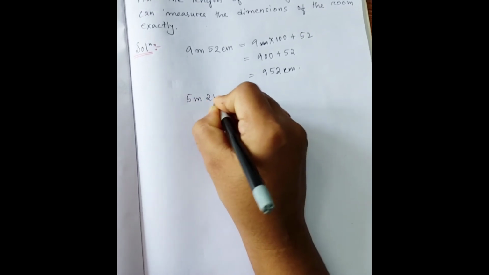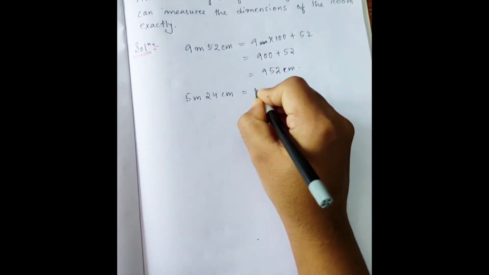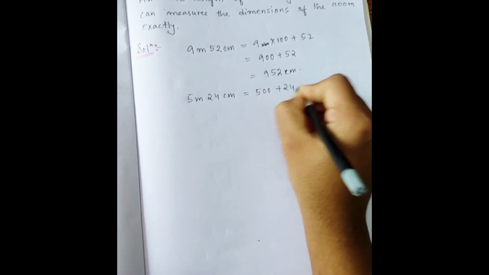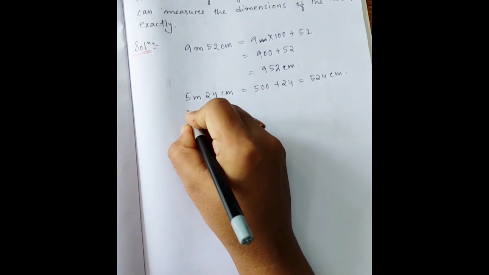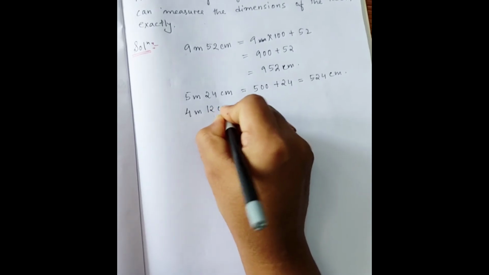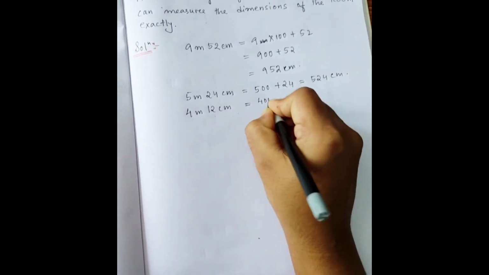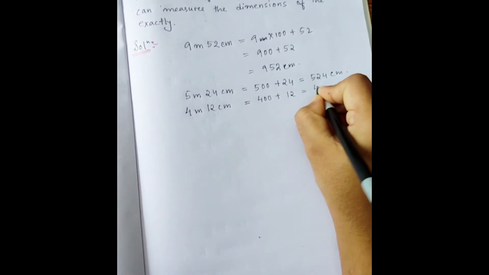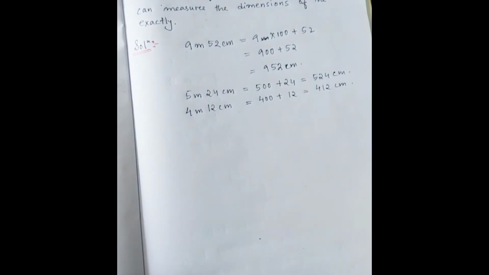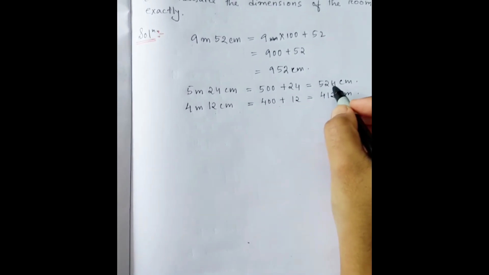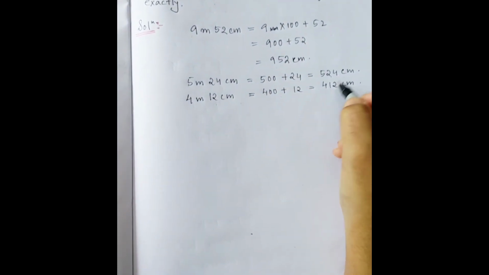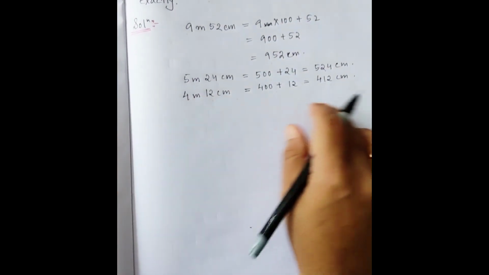5 meter 24 centimeter will be 500 plus 24, that means 524 centimeter. Again for 4 meter 12 centimeter it will be 400 plus 12, that is 412 centimeter. Now you have got three numbers 952, 524 and 412. Now we will find the HCF.